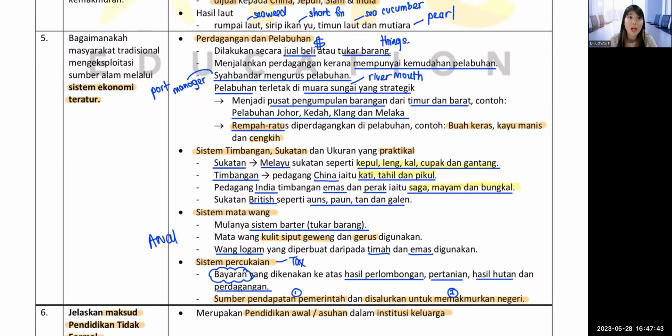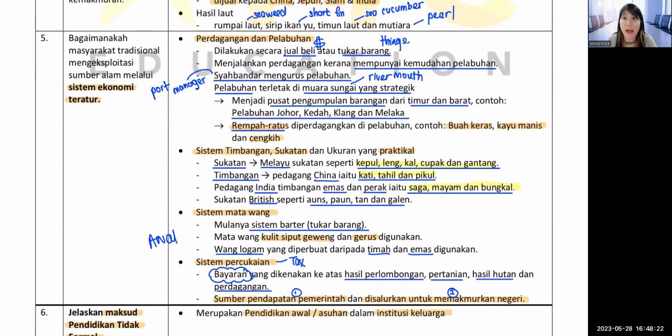Okay, can all right. Then what do we do is that when we do trading, what attracts people to come is because we have a lot of basic facilities for them. Kemudahan pelabuhan. And then we also have a Shah Bandar to manage the pelabuhan, the port manager. And last, the pelabuhan is located at the river mouth, strategically located in the center to collect from the east and west. Hey guys, you know right? The pelabuhan we have is, for example, pelabuhan Johor, Kedah, Klang, Malacca, all this.